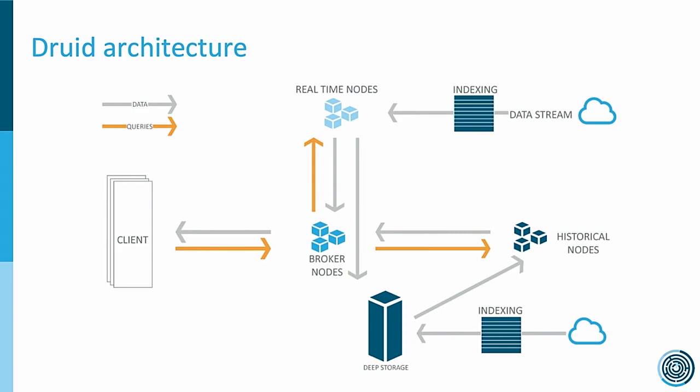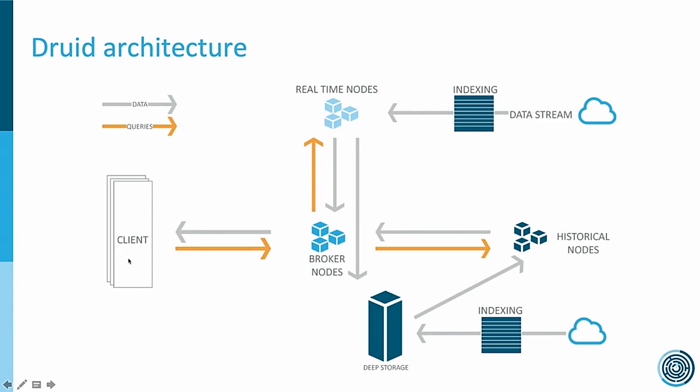So what happens is there's a second set of nodes that's called historical nodes, basically holding the historical data, which in the background pull the data from the deep storage into their disk and memory and make it available for queries. Now, the query layer works that way.